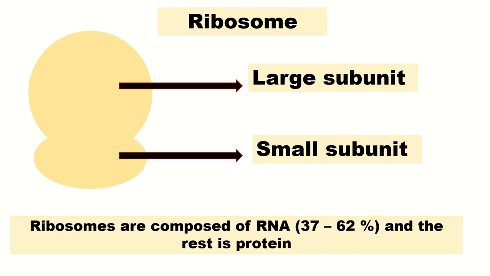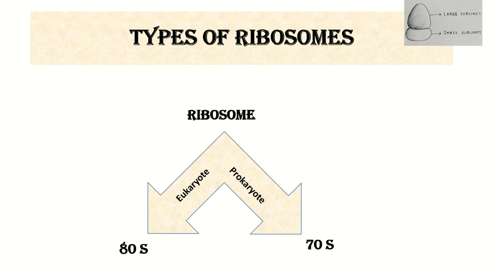Now let's come to its structure. Ribosome has got two subunits. One is the large subunit, the other is the small subunit. The two subunits together form one complete ribosomal unit or the complete organelle. Ribosomes are composed of RNA, 37 to 62% of it is RNA and the rest is ribosomal proteins.